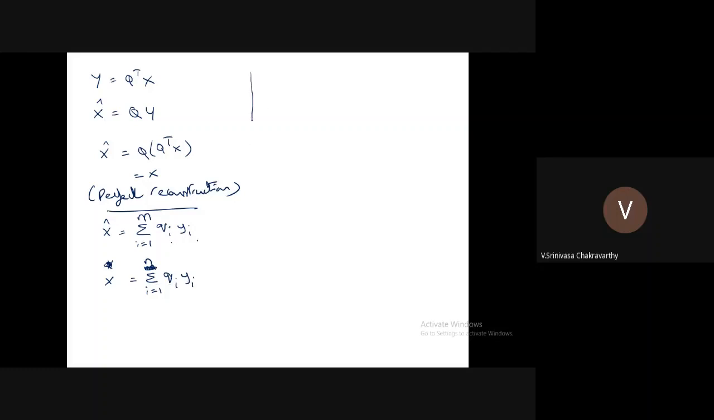So the error I am getting, E, which is x minus x hat, is nothing but the sum from i equals 1 to n of Qi yi minus the sum from i equals 1 to m of Qi yi. So basically, this has all n terms, this has only m terms. So the difference between these two expressions will be the sum from i equals m plus 1 to n of Qi yi. So this is the error. Instead of taking all the n components, if you take only m components, the error that you incur is given by this. So this is for one data point.